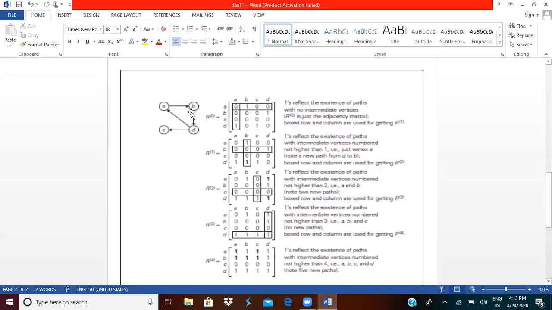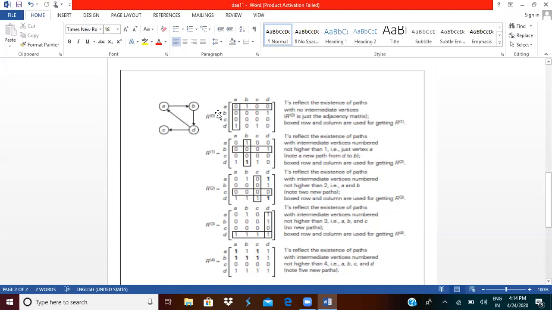Okay. In the first step, this is R superscript 0, R power 0, or R power 0 within brackets. In the first step, I'll just write down the adjacency matrix for this graph. What is an adjacency matrix? I have told you previously, it is nothing but if there is a direct edge from one vertex to another vertex, then that value would be 1 correspondingly in the matrix. That Boolean value would be 1. If there is no direct edge from one vertex to another vertex, then that value would be 0.